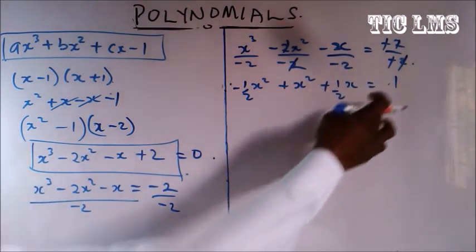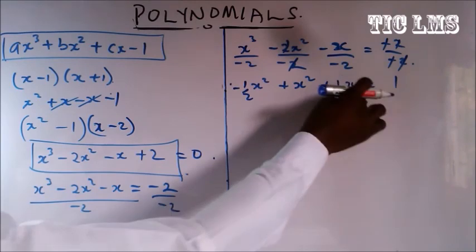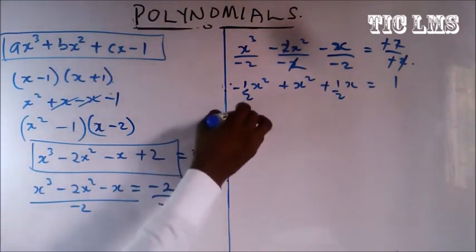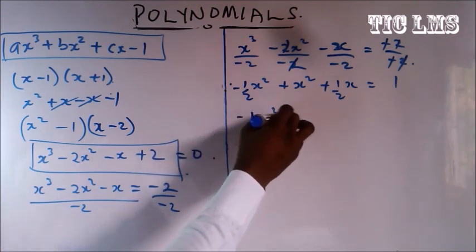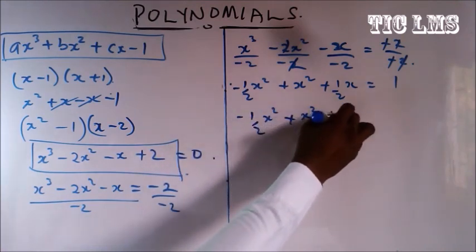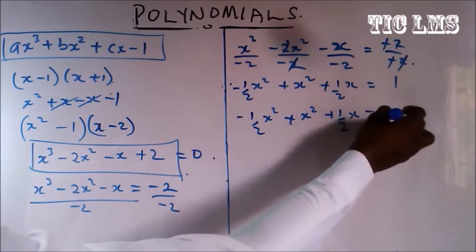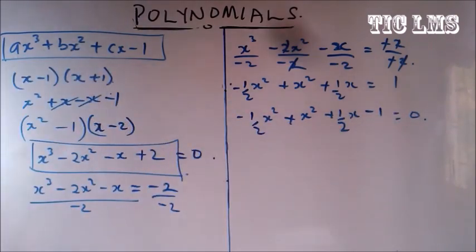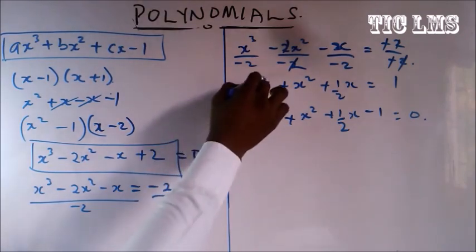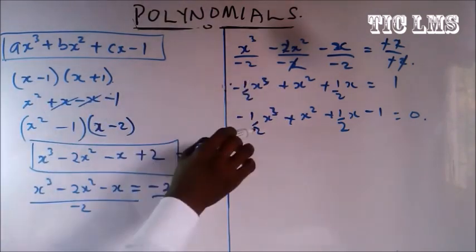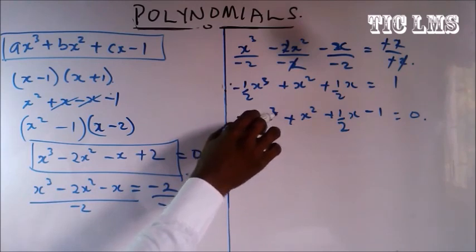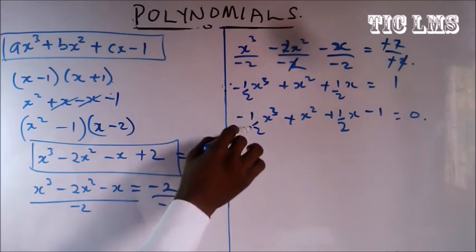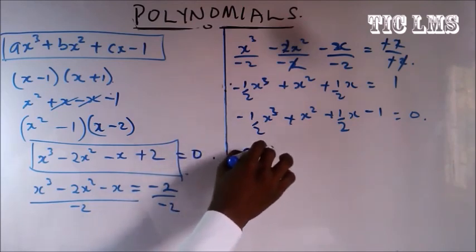The next thing we are going to do is bring this 1 over to this side because we want it to be as similar as possible to this. And so we have minus 1 over 2 x cubed plus x squared plus 1 over 2x and then minus 1 equal to 0. Now this is similar to this. Since this is x raised to the power 3 and this is x raised to the power 3, the coefficient of x raised to the power 3 here is minus 1 over 2. So we have it that a equal to minus 1 over 2.